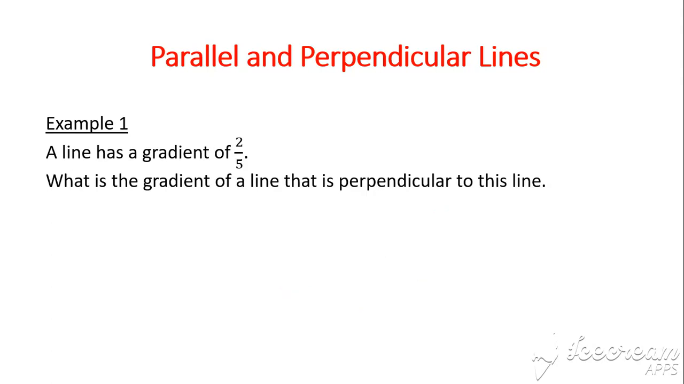So let's go through a couple of examples. Here's our first example. A line has a gradient of 2/5. What's the gradient of a line that's perpendicular to this line? Now you could use our cool trick at the start and just swap the 5 and 2 over and make it negative. But let's show you the proper formula. So M1 times M2 is equal to -1. So M1 is the gradient of our first line, which is 2/5, and M2 is the gradient of the perpendicular line.